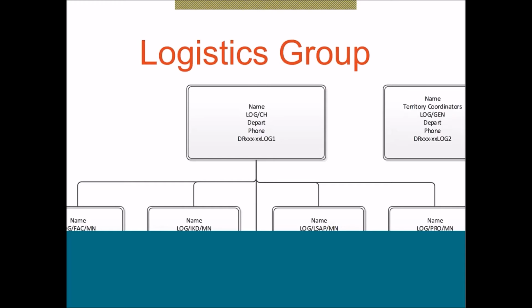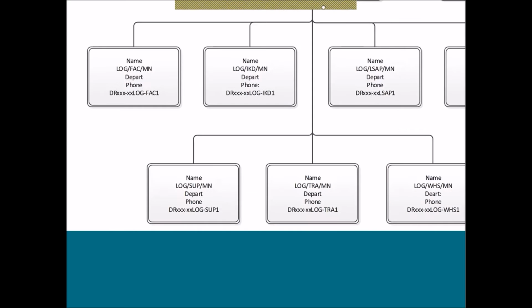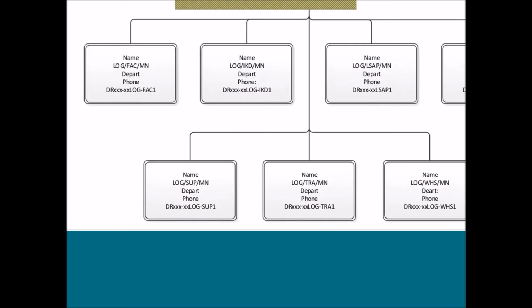which is the DRO number. So it'd be like DRO 163-13, log 1. So in this chart, underneath the logistics chief, I've, of course, got the different activities.